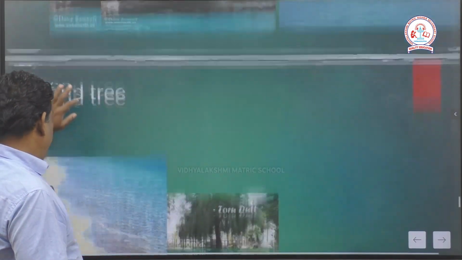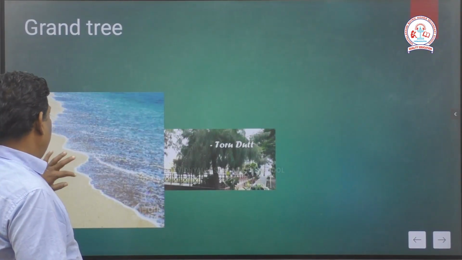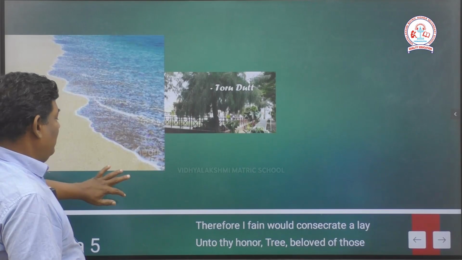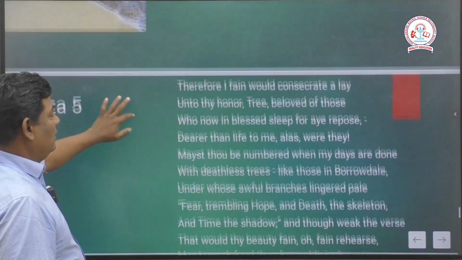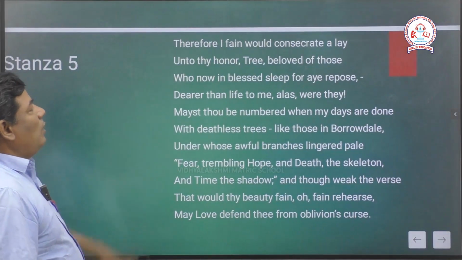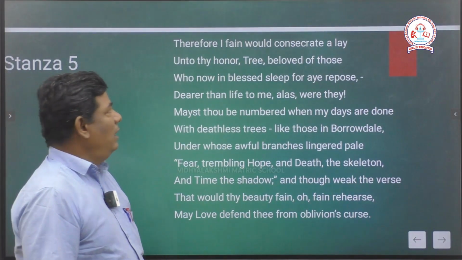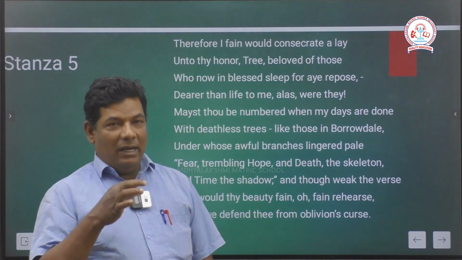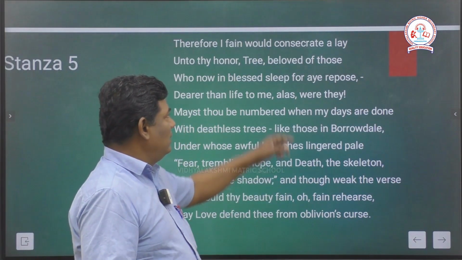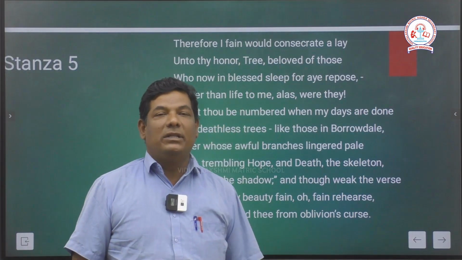And the tree is there, a classic beach is there, and we go to stanza 5, the last stanza. Therefore I fain means eagerly, would consecrate a lay, and she is writing a lay and declaring this particular tree a holy tree.